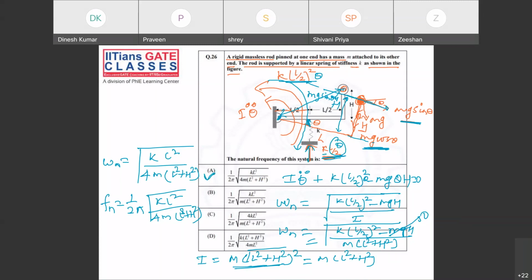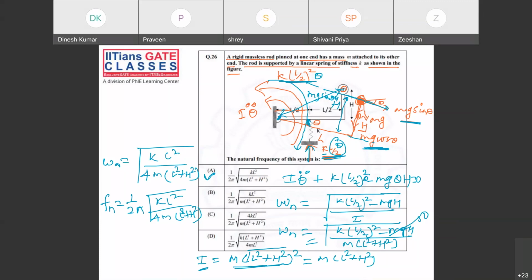I think not many people have done this problem correctly, because few of them may not find the I correctly, and some of them may not neglect gravity. Some people even argued that this question can be said to have insufficient data, but they didn't consider it. So A is the correct answer.